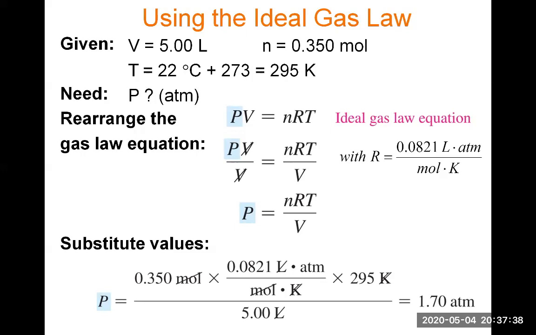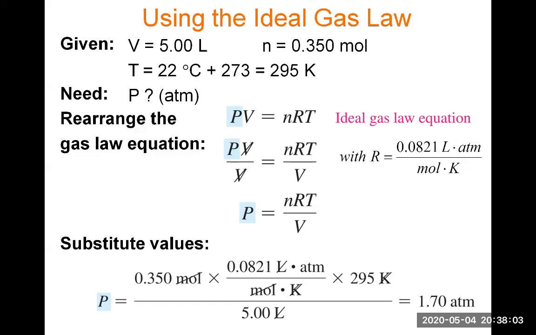Then you multiply by the temperature, and here it's 295 Kelvin over the volume. And so V is 5.00 liters. And so you can see that this is correctly set up if you are able to cancel all units except for the one that is wanted.